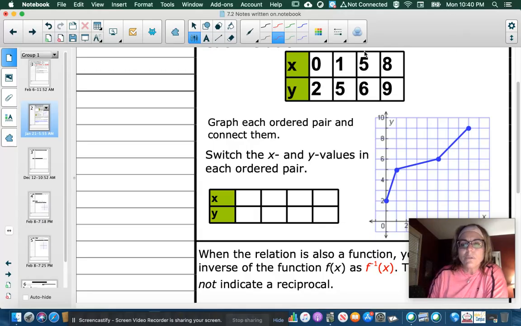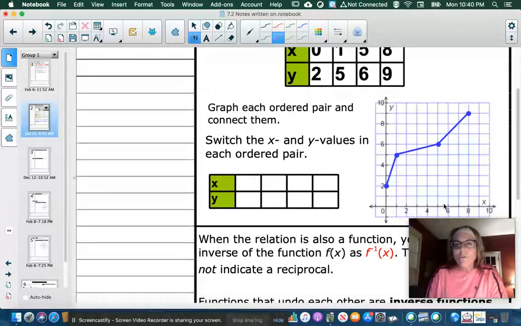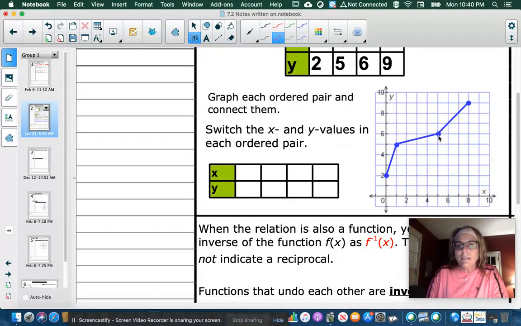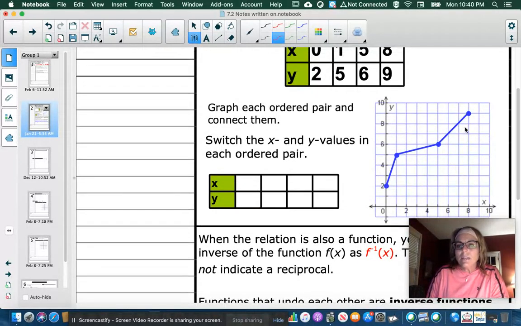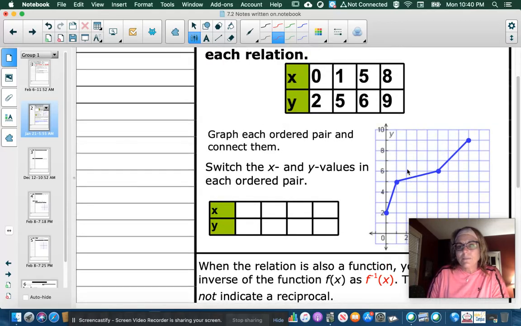So for example, when x is equal to 0, y is 2. When x is 1, y is 5. When x is 5, y is 6. And when x is 8, y is 9. And then we just connected the dots.